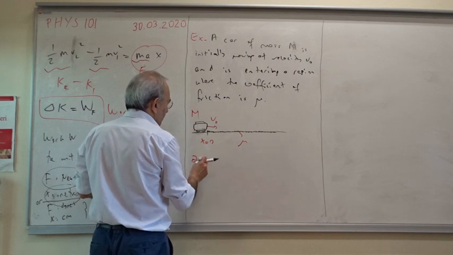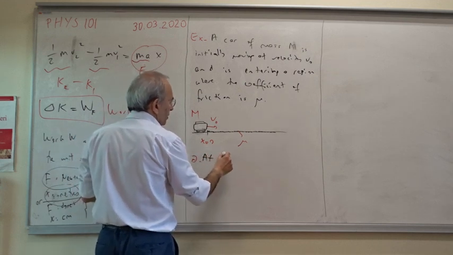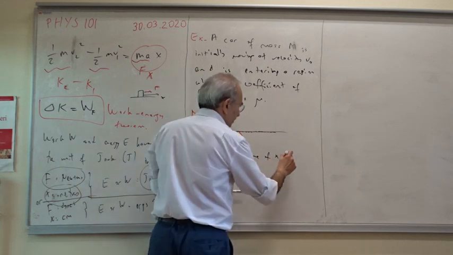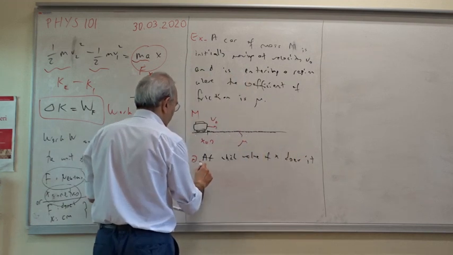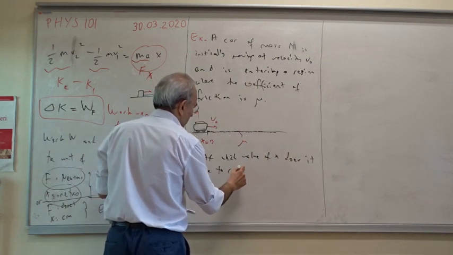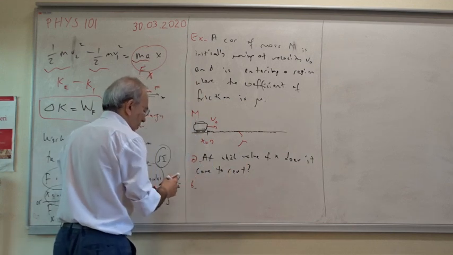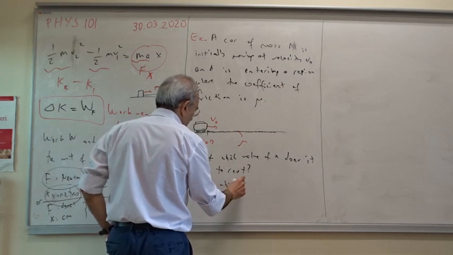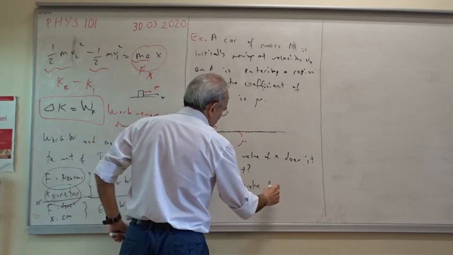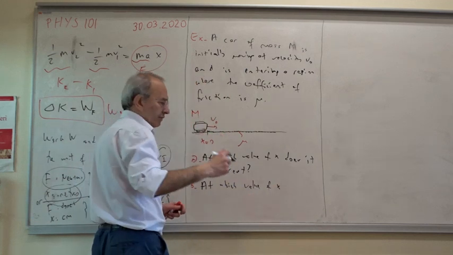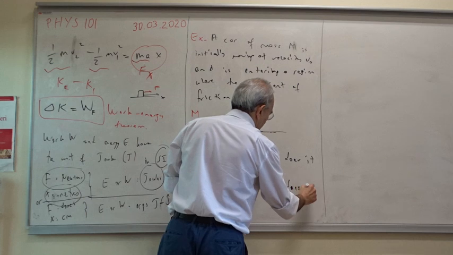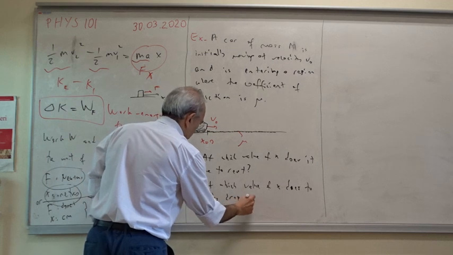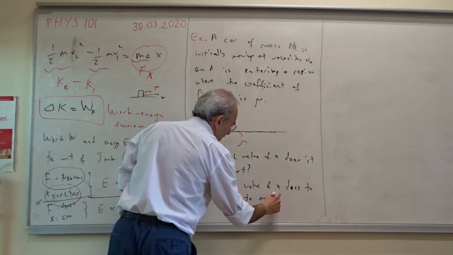Part A. At which value of x does it come to rest? B. At which value of x does the velocity drop to 1/2? Of course, 1/2 of the initial value.